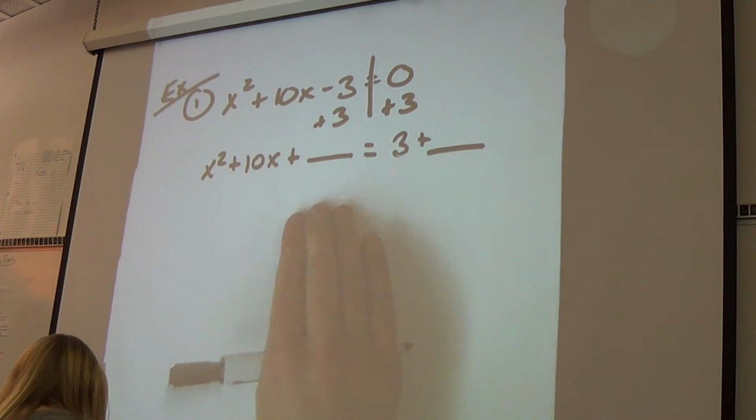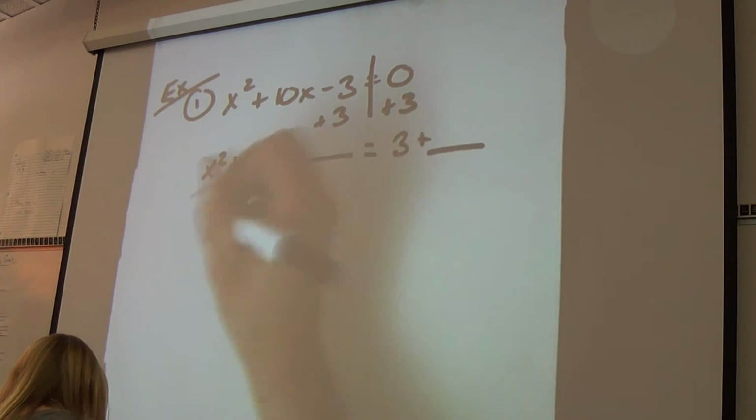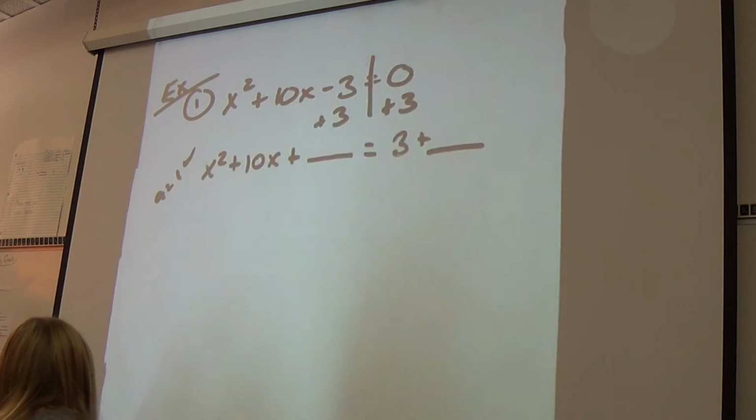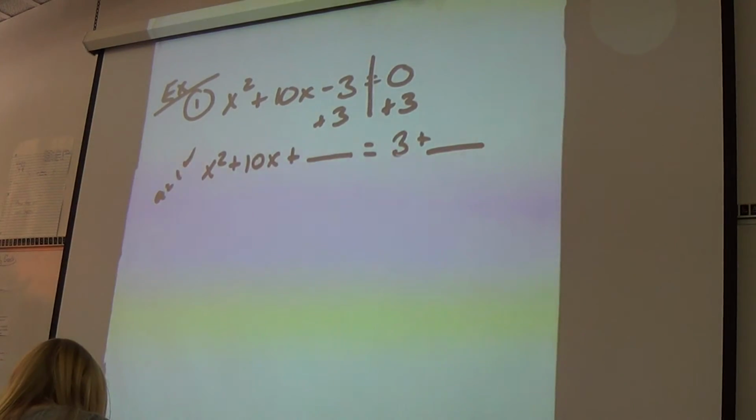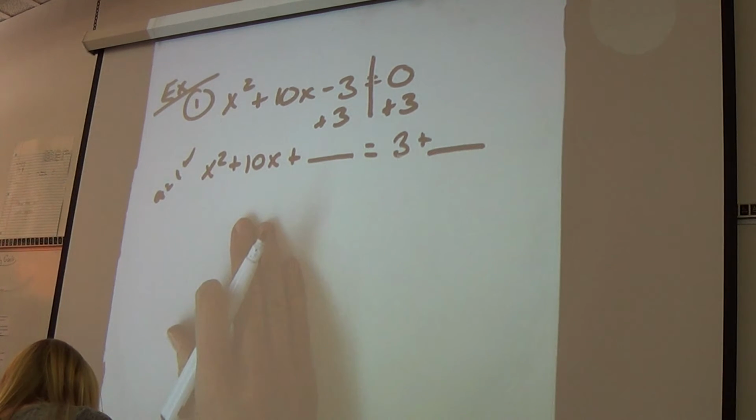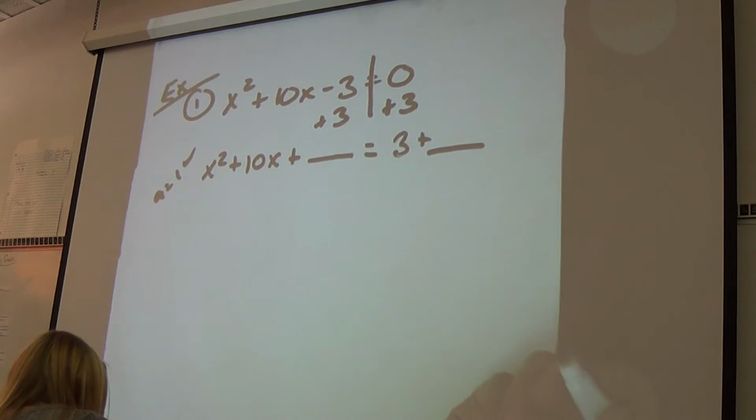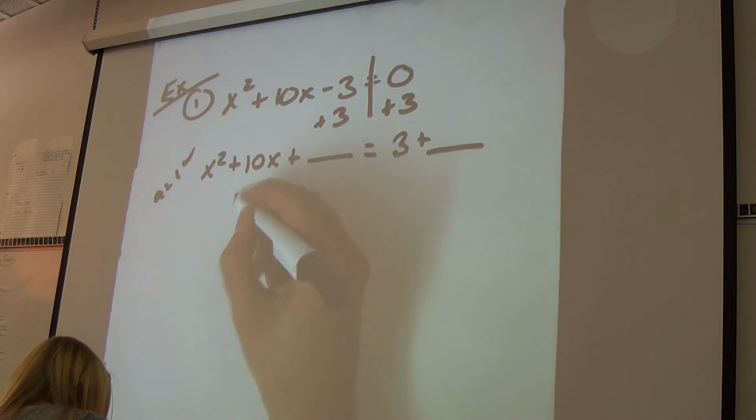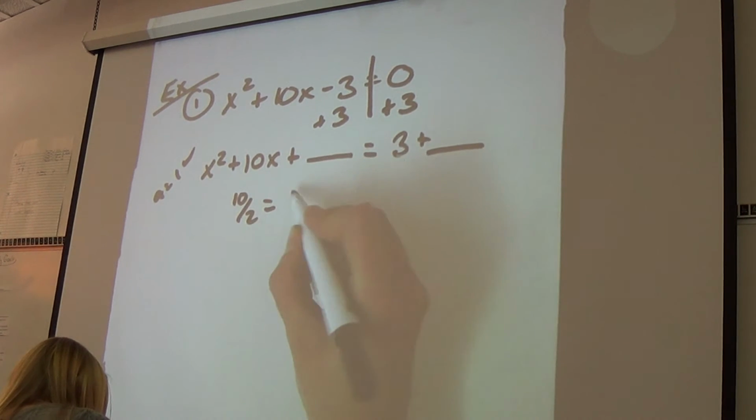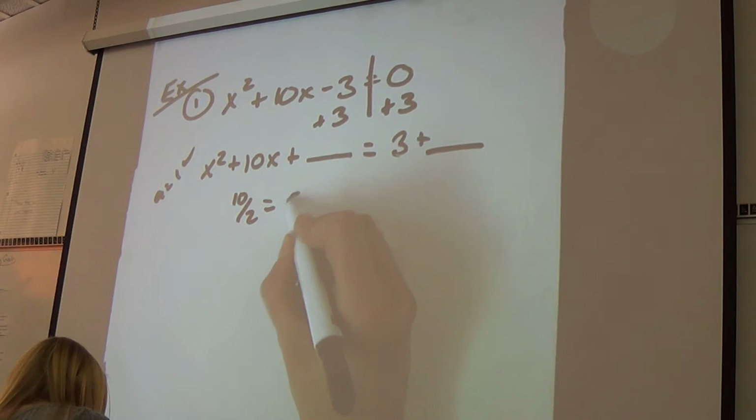Okay? All right, so now I'm moving on. A is equal to 1, so I'm good. Which means now I'm moving on to the completing the square step. How do I complete the square here? What am I going to do? Don't you take your b divided by 2 squared? So 10 divided by 2, and then square it.